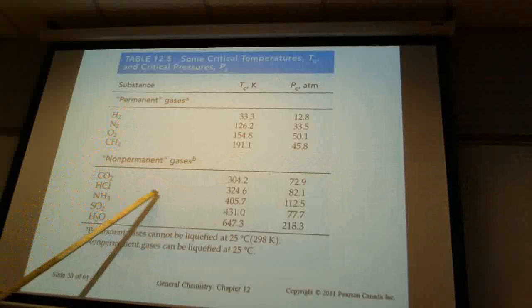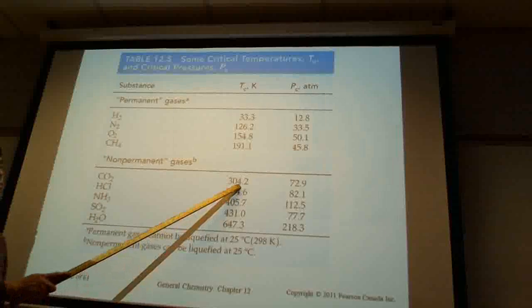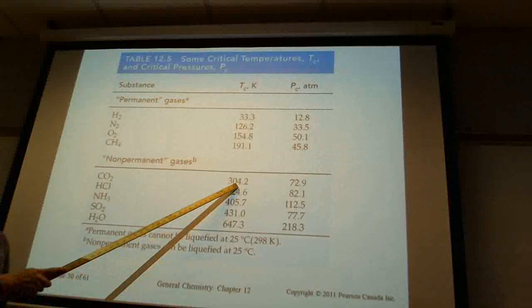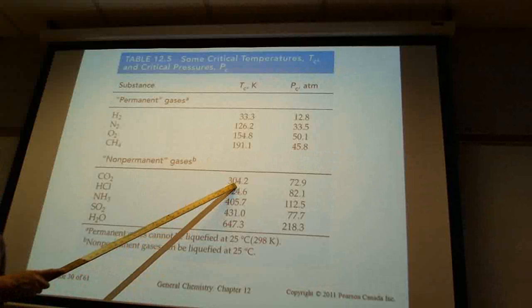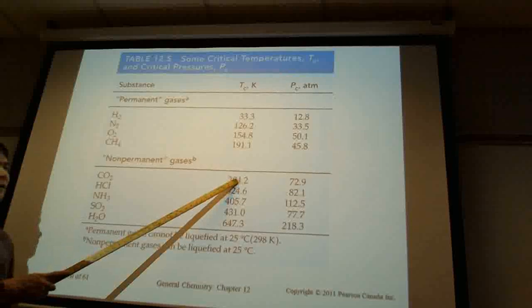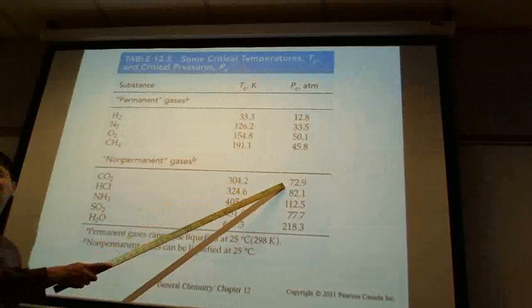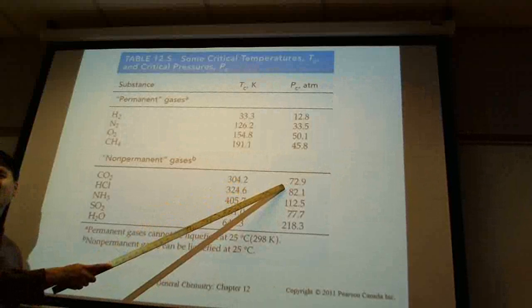For example, CO2, you have to heat it to 304.2 K. Is that hard to do? No, that's a very low temperature. That's lower than the boiling point of water, which is 373 K. But you have to increase the pressure to 72.9 atmospheres. Is that hard to do?